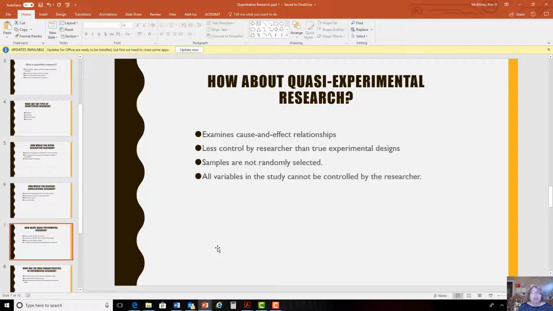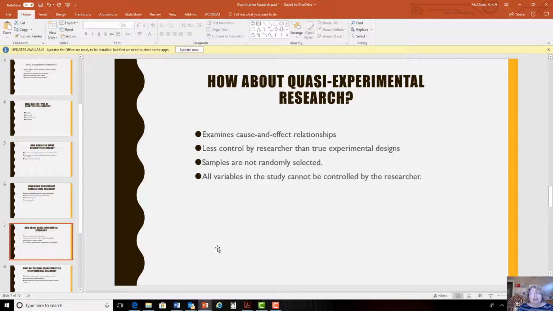Quasi-experimental research does look at cause and effect relationships. There's less control with quasi than with a true experimental, and this is because samples are not randomly selected. And while that may seem like it may be counterproductive to research, it's very useful to use when it's not ethical to divide people into groups.